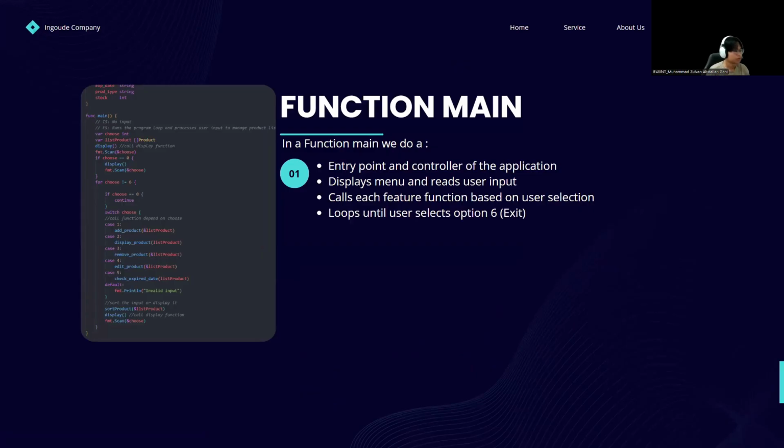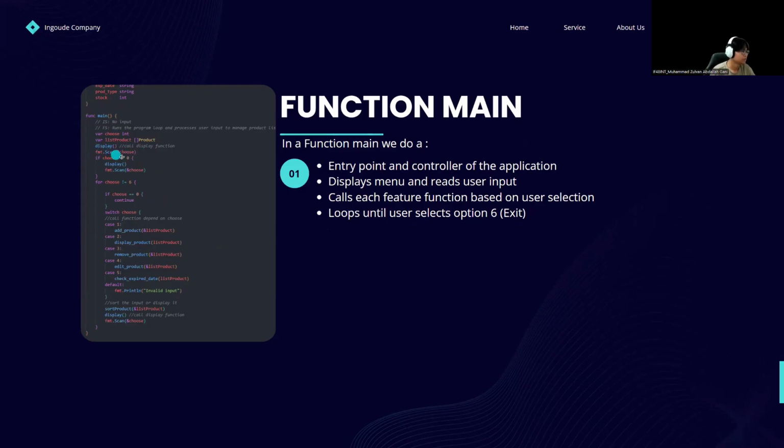Going to the function main, this is the entry point and controller of the application. It displays the menu, reads user input, and calls each feature function based on the user selection. We use switch case for the selection, and we loop until the user selects option 6, or exit. We declare a variable choose and a variable product for an array, and then we call the display function to display all of the buttons we need to press. So this is the code.